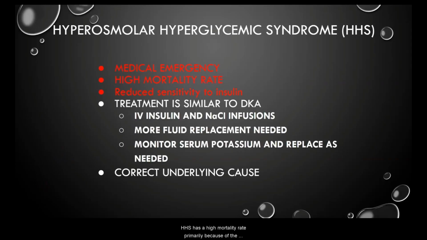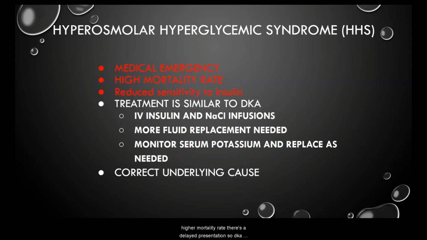HHS has a high mortality rate primarily because of the severity of the metabolic derangement. So those who are older, they have less compensatory mechanisms. They maybe got other underlying medical conditions. Those are all factors that lead to that higher mortality rate.